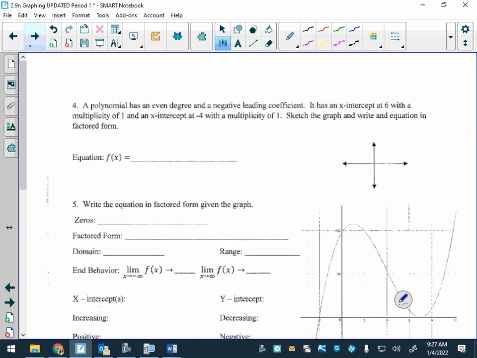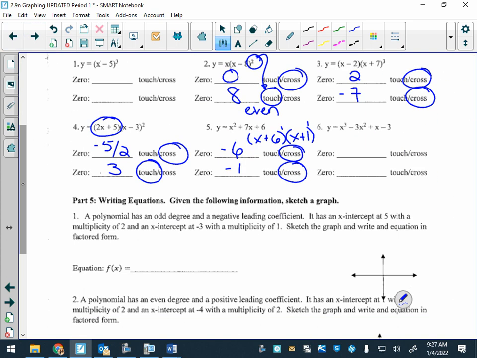All right. But number 6, we have 3, but our zero is plus or minus i. At 3, we are crossing. But can we see plus or minus i? No, so it's not doing either. Okay?